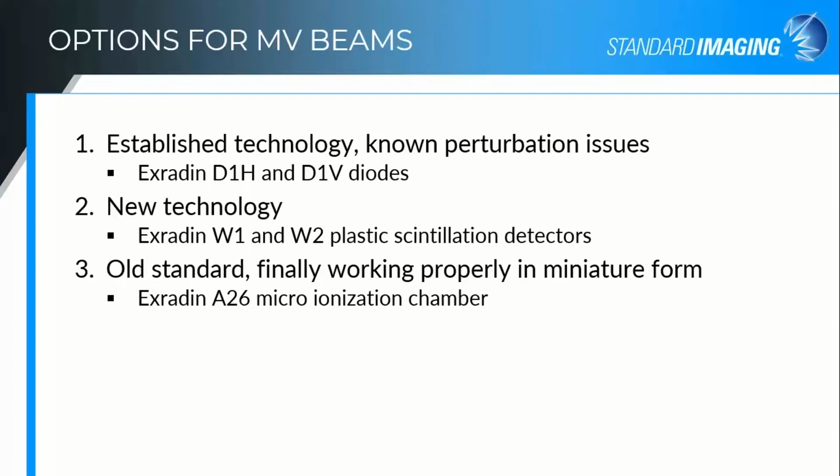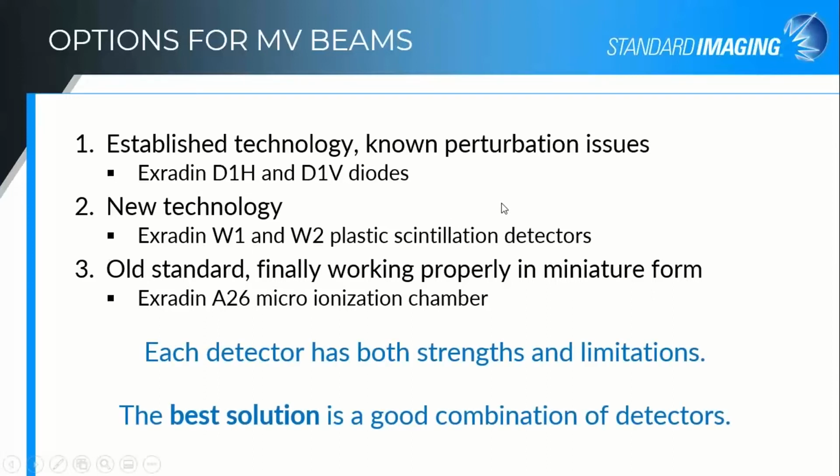Again, the A26 has been out for a number of years now, but it does take time for word to spread about the construction, the accuracy of these sorts of chambers. So every detector that you'll find, whether from Standard Imaging or from somewhere else, has both strengths and limitations. And so your best solution really is a good combination of detectors.